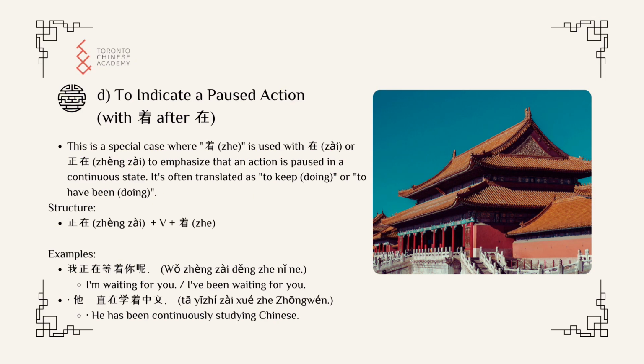The fourth situation is a special case where the particle 着 is used with 在 or 正在 to emphasize that the action is paused in a continuous state. It often translates as to keep doing or to have been doing. The structure for this is 正在 plus a verb plus 着. Some examples of this are 我正在等着你呢, I'm waiting for you, or I've been waiting for you. You could also say 他一直在学着中文, He has been continuously studying Chinese.